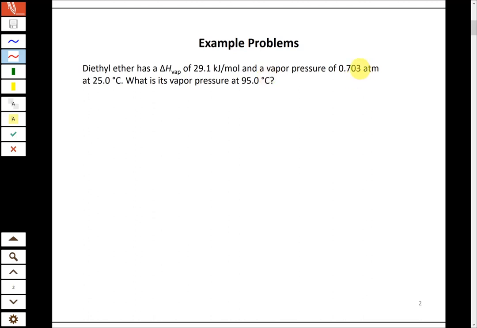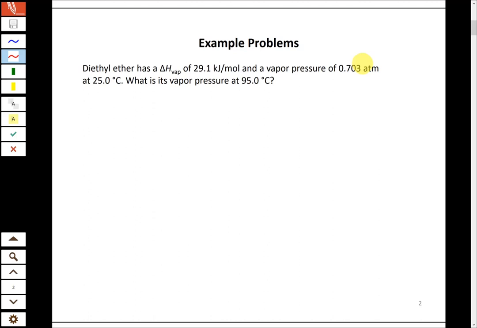So we talked about how when you raise the temperature of a substance, the vapor pressure increases. You have more kinetic energy in the molecules, more molecules are able to escape into the gas phase, and so vapor pressure always goes up with temperature. So we're comparing 25 degrees Celsius, which has a vapor pressure of about 0.7 atmospheres, to 95. So the answer we get should definitely be bigger than 0.7. If it's not, then we automatically know that we made a math mistake.